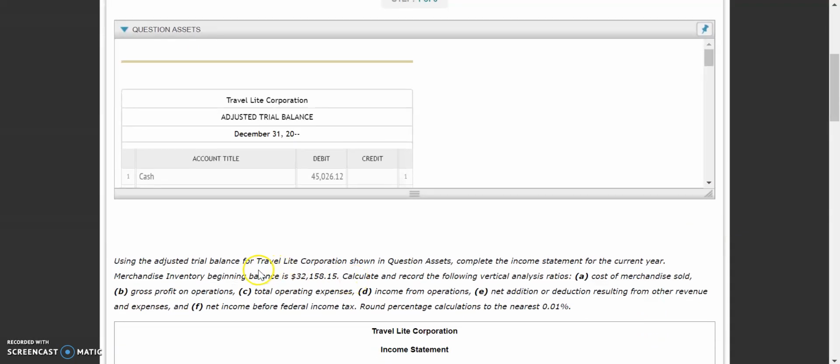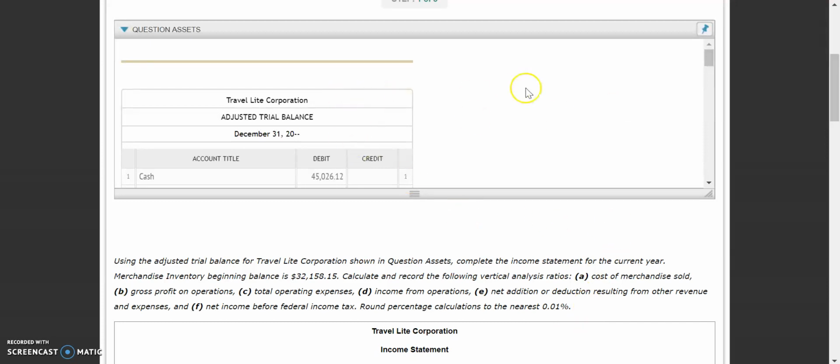It says using the adjusted trial balance for Travel Light Corporation, complete the income statement for the current year. Merchandise inventory beginning balance is this, and they've given that to us listed here, $32,158.15, and we need to calculate and record the following vertical ratios: A for cost of merchandise sold, B for gross profit on operations, C for total operating expenses, D for income from operations, E for net addition or deduction resulting from other revenue and expenses, and F our net income before federal income tax. And we're going to round these percentages to the nearest tenth of a percent, or hundredth of a percent, excuse me.